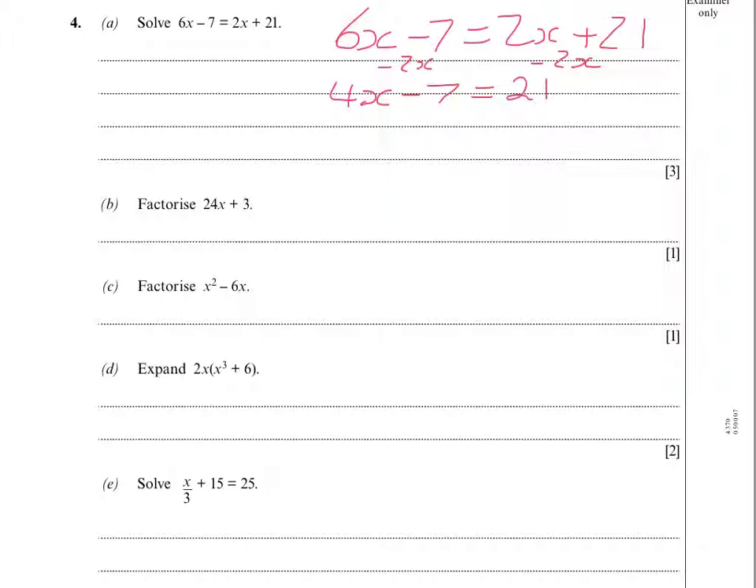Now, what's on the x side that's in the way? Well, I've got a minus 7, so to get rid of that I'm going to plus 7. So that means on the left, minus 7 plus 7 is 0. So that gets rid of the minus 7. 21 plus 7 is 28.